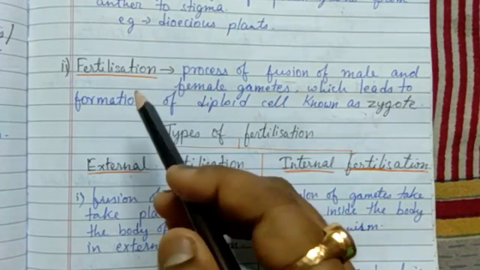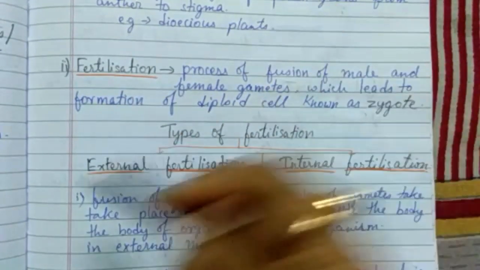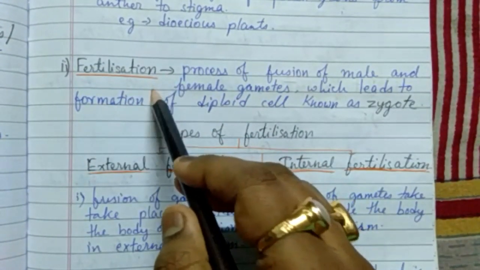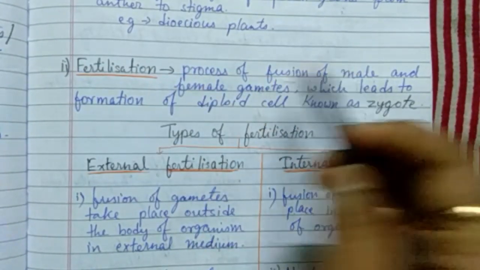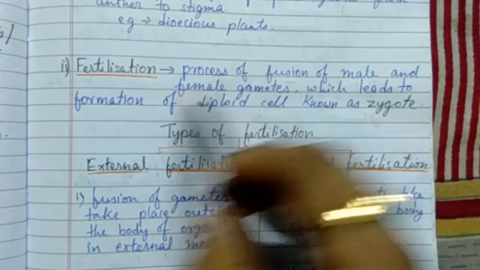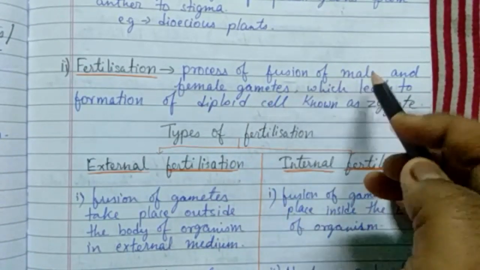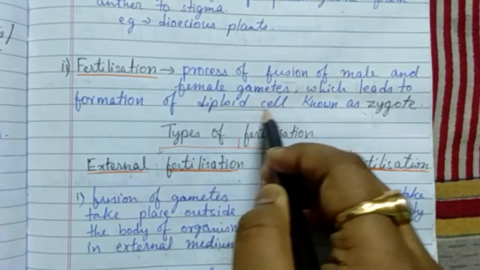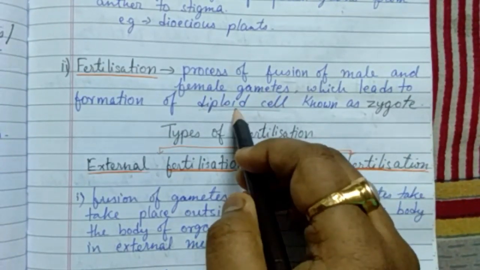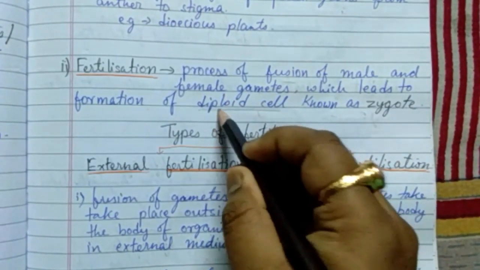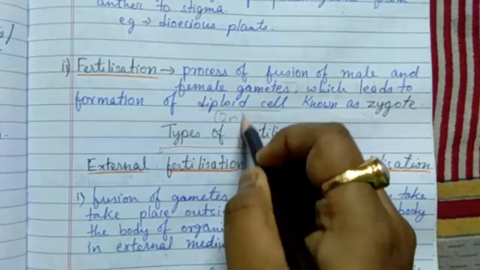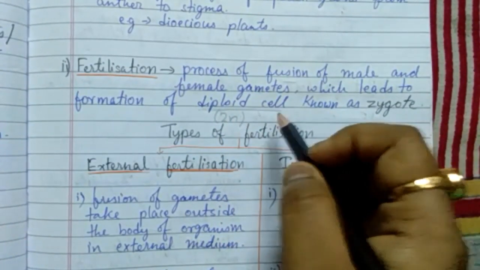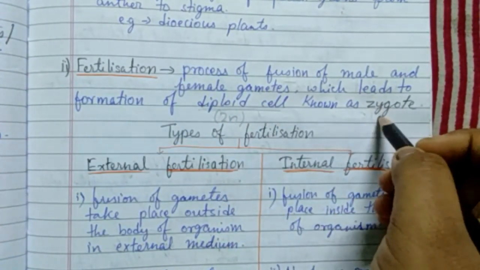Fertilization is the second event in the process of sexual reproduction. Fertilization is a process of fusion of male and female gametes which leads to the formation of a diploid cell known as zygote. So this results in the formation of the first diploid cell. Diploid cell means the ones which have 46 chromosomes, or which is represented by 2n. So the first cell that is formed after fertilization is known as zygote.